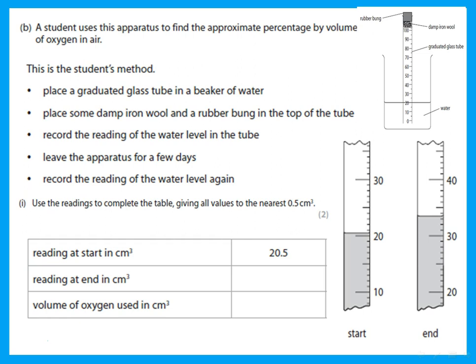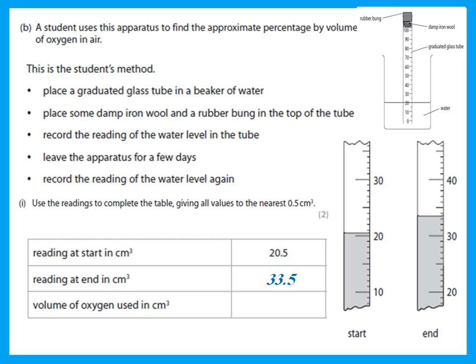So first he says read the start and the end. Okay, the reading at the start is 20. The reading at the end is what? You know how to read these tubes? It is 30 something, so this is 33.5. Remember, if he has one of them with a decimal, then all of them should be with 1 decimal place. And he says you should give all your values to the nearest 0.5. That means you need 1 decimal place.